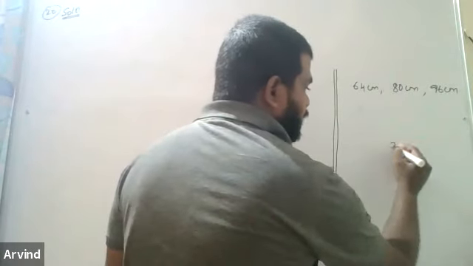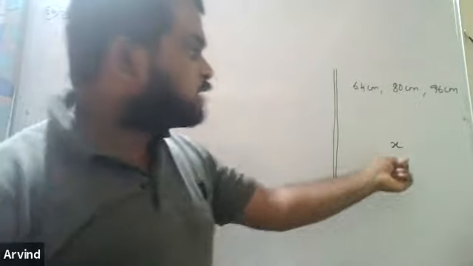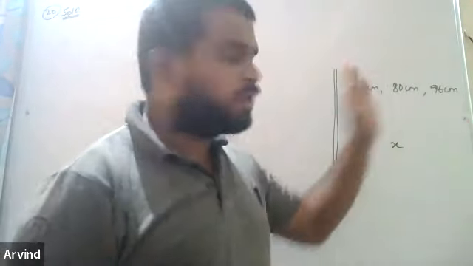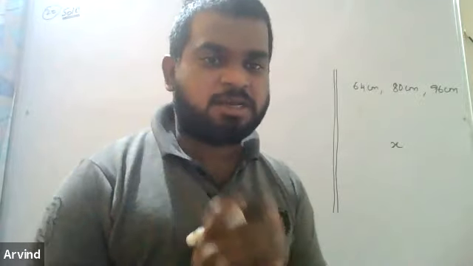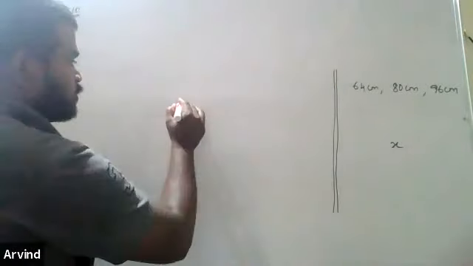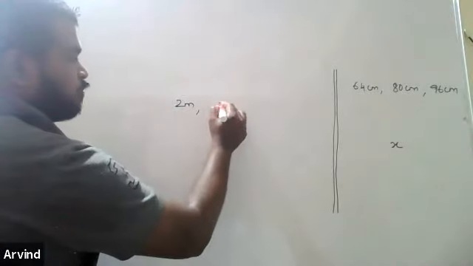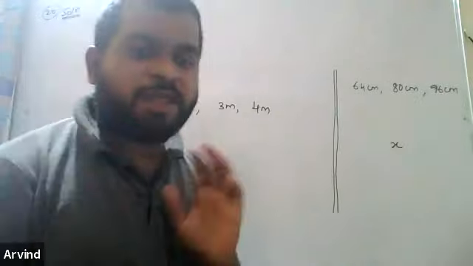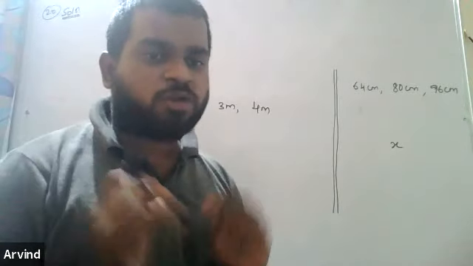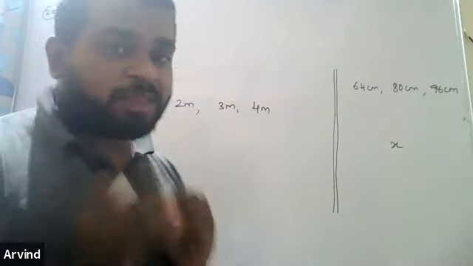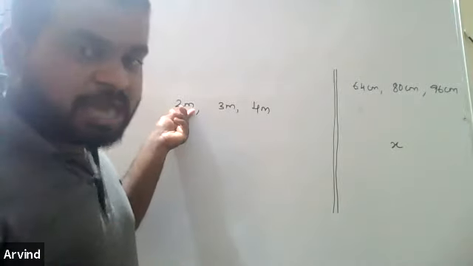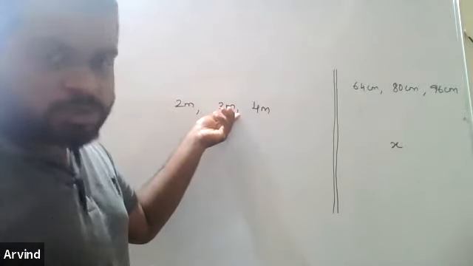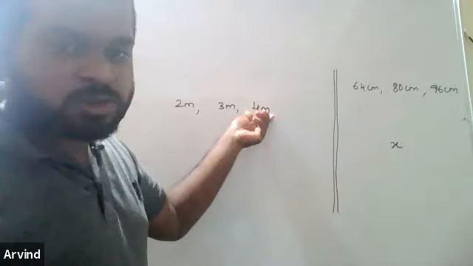Let's say the length of the cloth is some X. This X should be exactly measured by each rod. Let's not take a big number, let's take small numbers. Suppose a 2 meter rod is there, a 3 meter rod is there, a 4 meter rod is there. You have to find the length of a cloth that you should be able to measure exactly using this, and also using this.